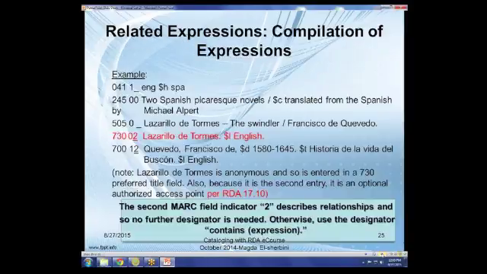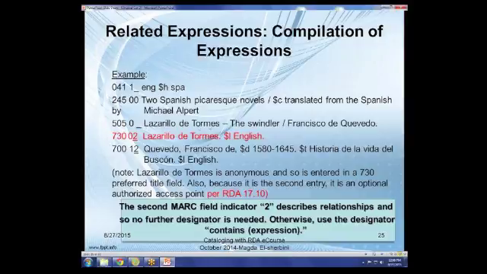So here's an example again of how we might chart a relationship between a work and an expression and put this all together. So again, at the very top here, we have 041. We're recording here that this is a work written in Spanish, translated into English. In 245, we have the cover title, Two Spanish Picaresque Novels. Picaresque being, what would you call it? Kind of a shaggy dog story. So translated from the Spanish by Michael Alpert. 505, we have the table of contents.